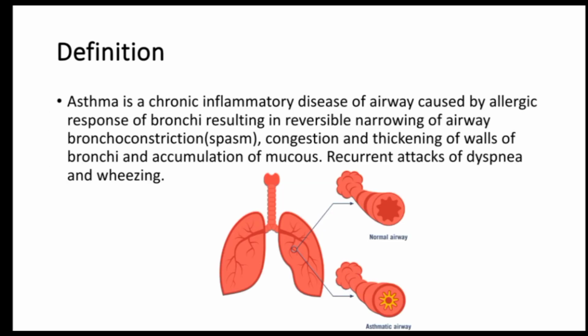If we look into the definition, asthma is a chronic inflammatory disease of the airway. In the given picture on your screen, you can see there is a difference between the normal airway and the asthmatic airway. The asthmatic airway is congested, full of mucus, and narrowed, while the normal airway is a healthy airway. So it is the disease of the airway that is caused by the allergic response of bronchi, resulting in reversible narrowing of the airway, bronchoconstriction, spasm, congestion and thickening of the walls of bronchi, and accumulation of mucus, with recurrent attacks of dyspnea and wheezing.